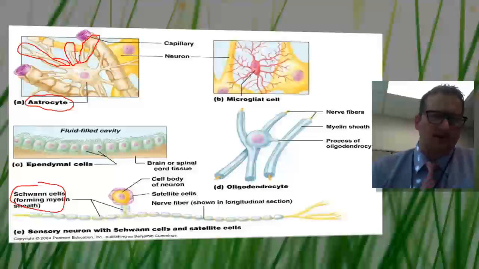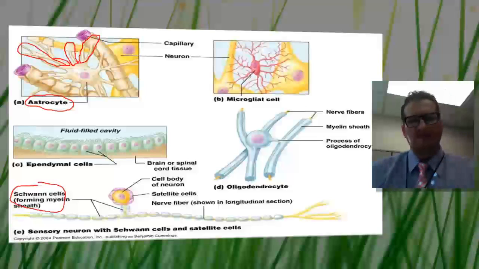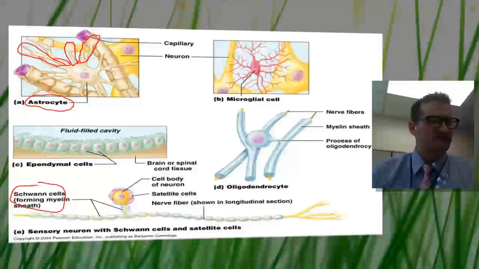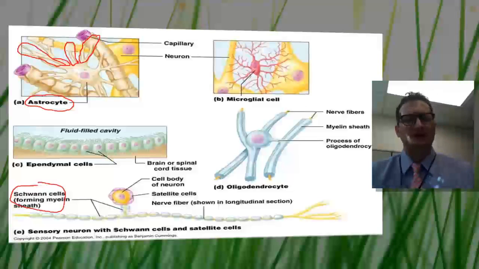The blood-brain barrier is a semi-permeable membrane, and it's permeable to small molecules, again, like oxygen, carbon dioxide, and water, but it blocks larger molecules like proteins and bacteria and other pathogens. The blood-brain barrier also prevents most medications from reaching brain tissue, which is a very important function of the astrocytes.